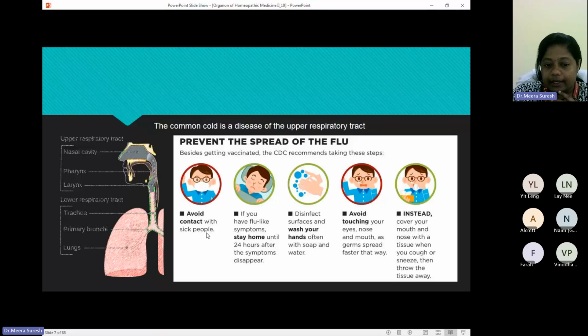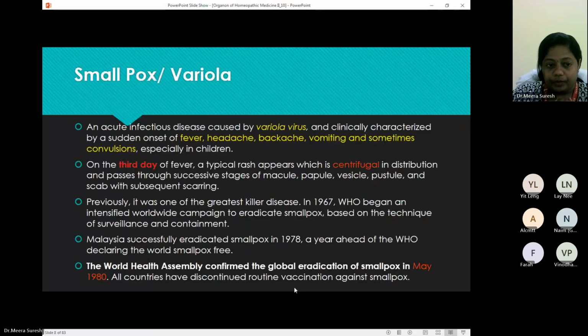And prevention is to avoid contact with people. If you have flu-like symptoms, stay home for 24 hours. Then constant hand washing. Avoid touching your eyes, nose and mouth as germs spread faster that way. Instead, cover your mouth and nose with a tissue when you cough or sneeze, and then throw the tissue away.